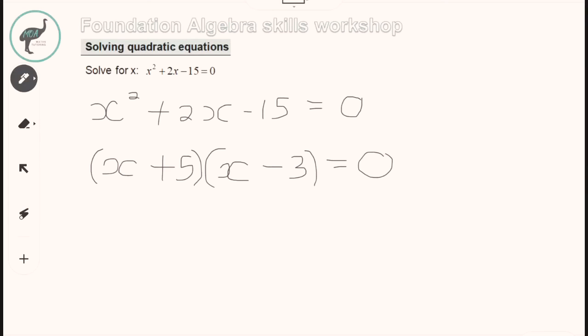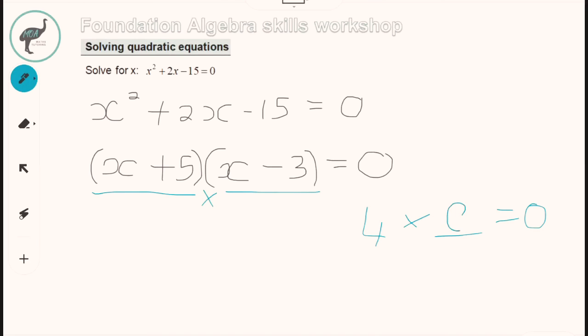Now that it's factorized, I can do the next part, which is finding the values of x. So in other words, solving it. The reason why factorizing this and equaling to 0 works is because now we've got one bracket times another bracket equals 0. And just thinking of some of your number knowledge, if you have 4 times something equals 0, what should that something be? There's only one thing that it can be.